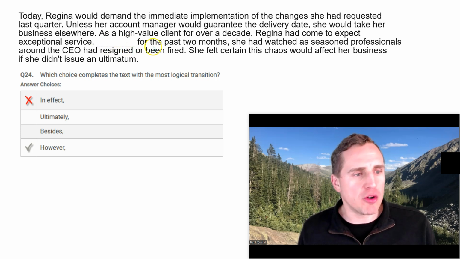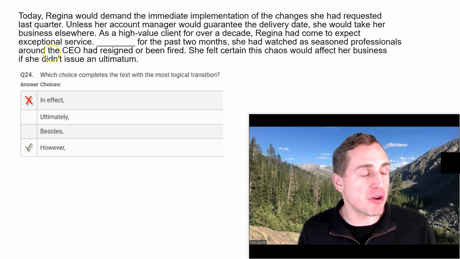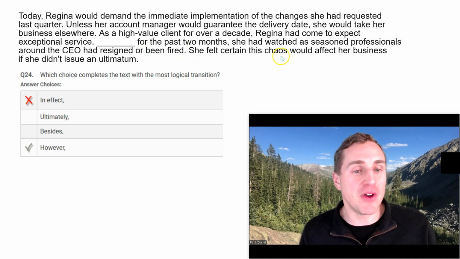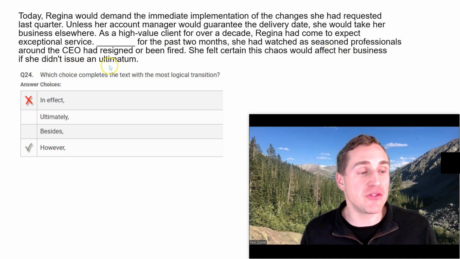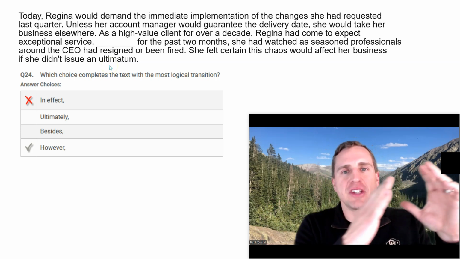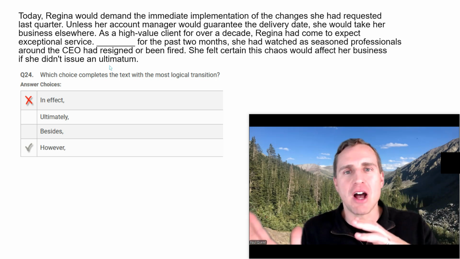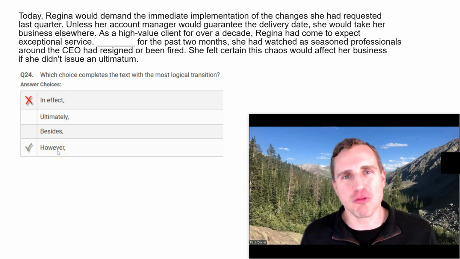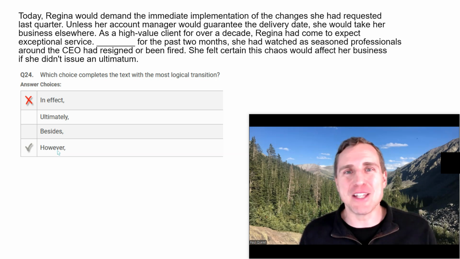There's a transition word, and notice things have been different the last 2 months. For the past 2 months, she had watched as seasoned professionals around the CEO had been resigned or fired, and she felt certain that chaos would affect her business if she didn't issue an ultimatum. So those are bad things going on. She's expecting good service, so there's a contrast. So we're going to go with however. So however is the correct answer. So hope that makes sense. We'll move on.